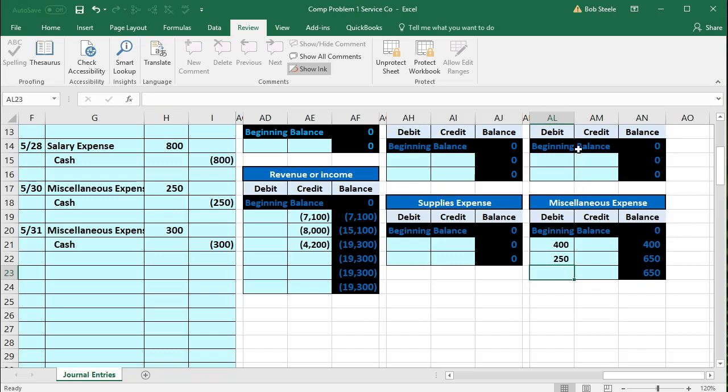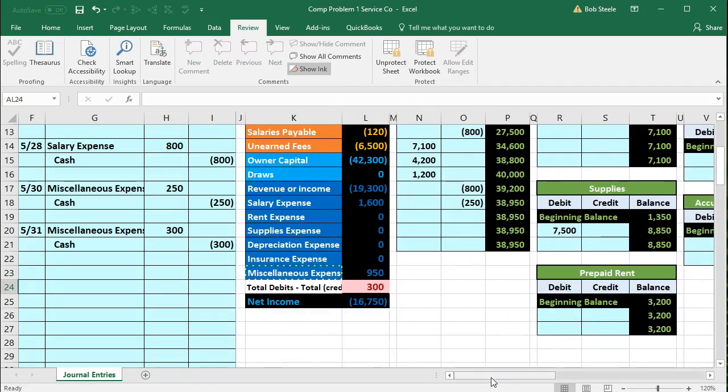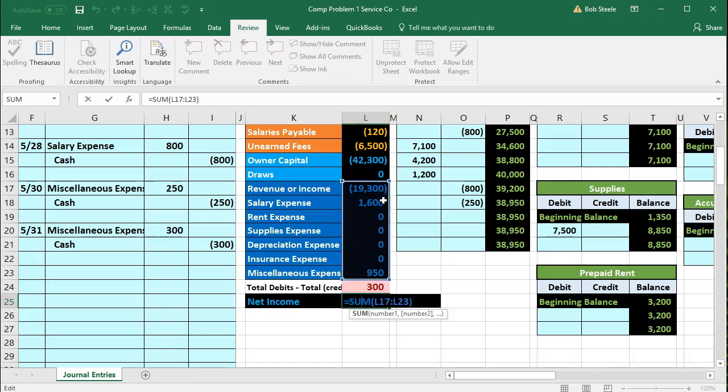Last one, we are in row AL and 23 on the debit side of the miscellaneous expenses. In that cell, we're going to say that equals, and then point to this 300 in H20. 300 in H20 is going to bring this 650 balance up by 300 to 950. If we scroll back over, that 950 will be here, put us out of balance by the 300 until we record the second part, and net income then went down: 19,300 minus the 1,600 minus the 950.